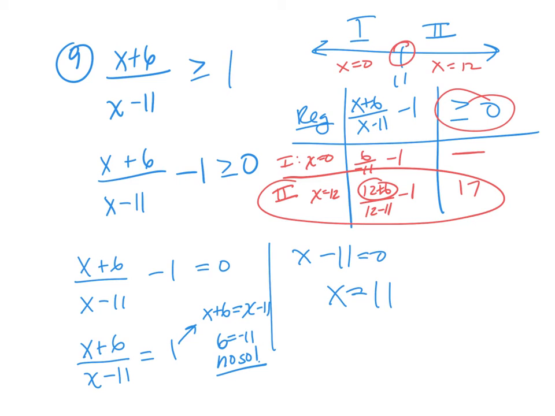It's greater than or equal to. However, 11 is where you can't have, because that's the restriction on the domain. So normally you would say, oh, it's going to be 11 to infinity, but you can't, because 11 can't be included. So it's 11 to infinity as your solution.